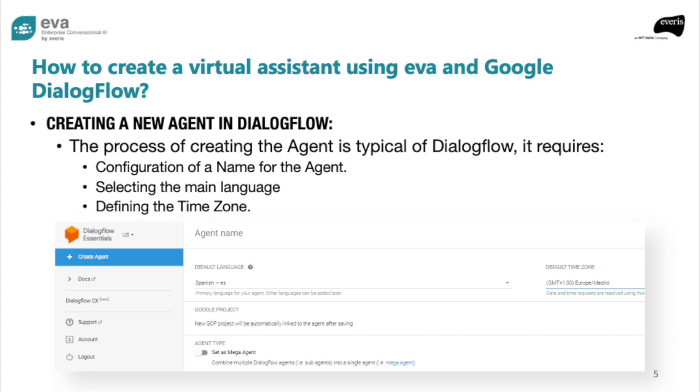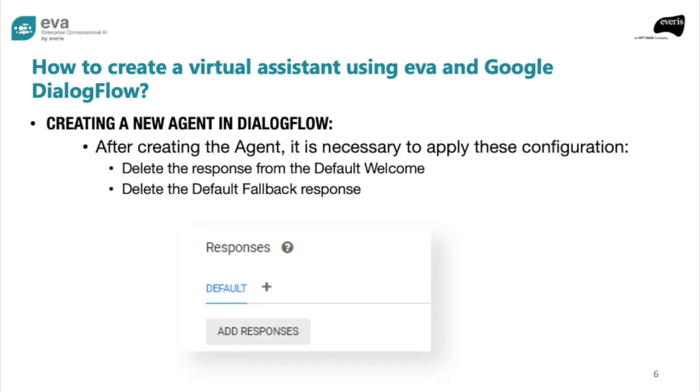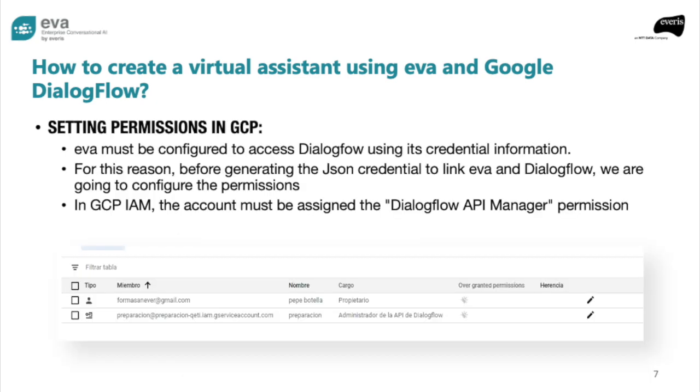Once the bot has been created in the Dialogflow console and, before continuing to set permissions in GCP, the responses associated with the default welcome and fallback intentions must be deleted. The reason for deleting these responses is that by default the link between Eva and the NLP is by intention, not by response.